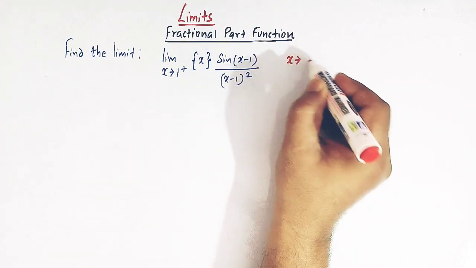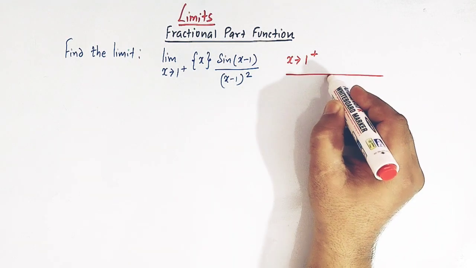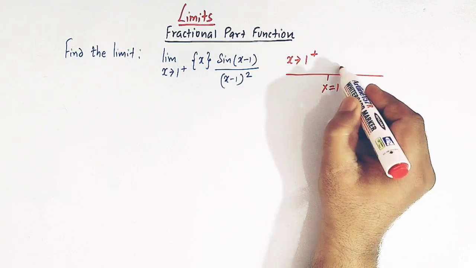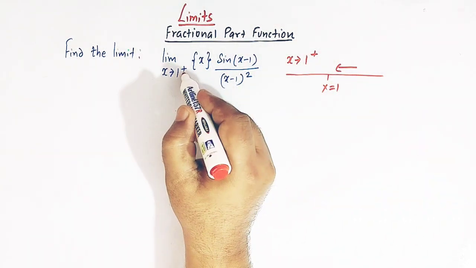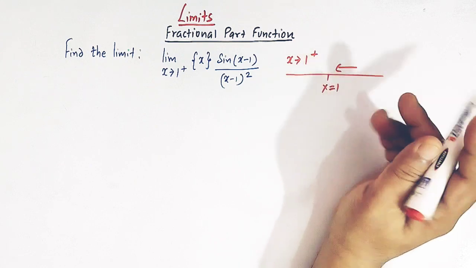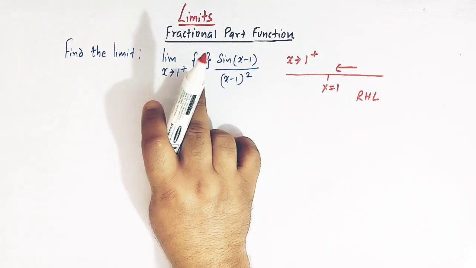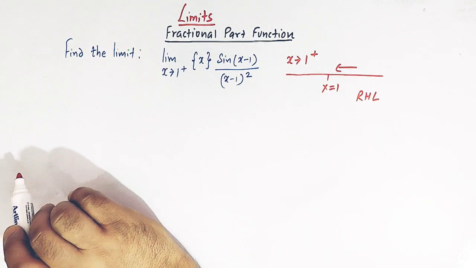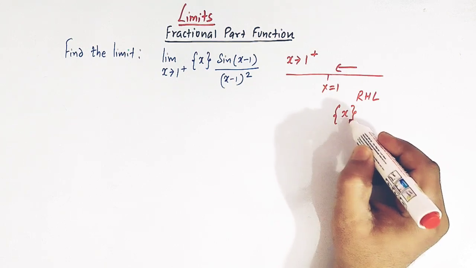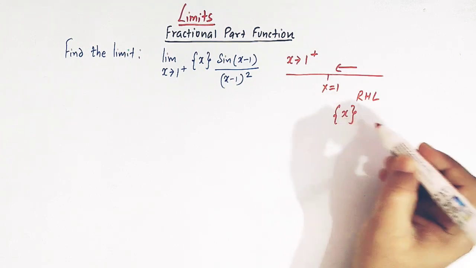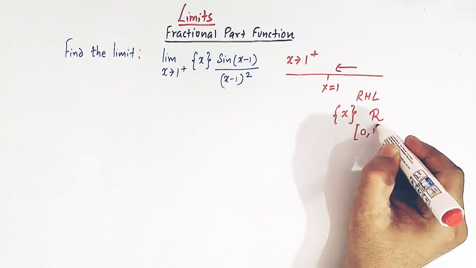because x approaches 1 from the right of x is equal to 1, right? So here we have x is equal to 1 and we are approaching towards x is equal to 1 from the right of x is equal to 1. So this positive sign indicates that we have to find the right hand limit of this function involving the fractional part function, right? So here we have the fractional part of x, and we know that the domain of this fractional part function is the set of all real numbers, and the range is from 0 to 1, right?